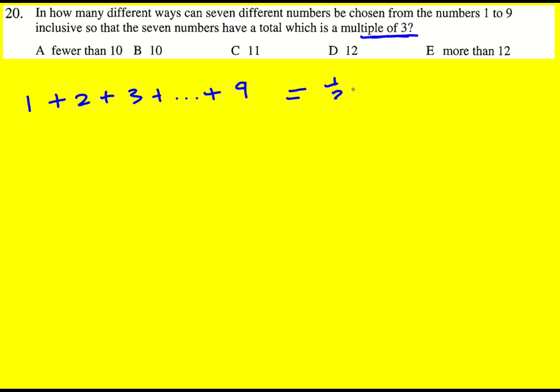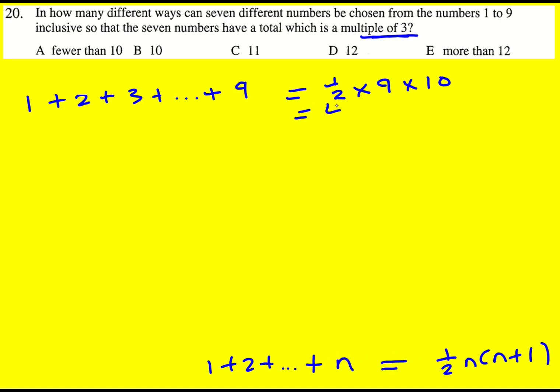In fact, this is a half times 9 times 10, because the general form for the nth triangle number, of which this is the 9th, is a half n times n plus 1. That's how you add up consecutive whole numbers from 1 to n, and it's worth knowing. We're going to get 45. Of course, you can do it the long way if you want. Maybe add up the 1 and the 9, the 2 and the 8. That's a quicker way to do it. In fact, that's the basis for proving this formula, but I'm not going to go into that here.